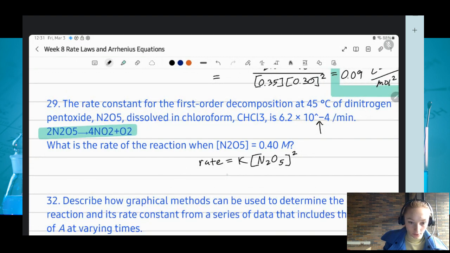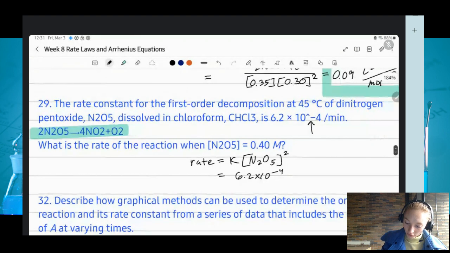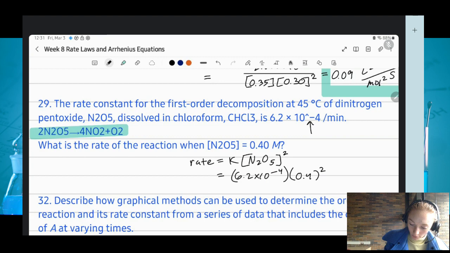So that'll be the 6.2 times 10 to the negative 4, multiplied by the concentration, 0.4, and that is going to be squared. So then when you multiply all of that out, we will get an answer of 2.48 times 10 to the negative 4 per minute, or molarity per minute.